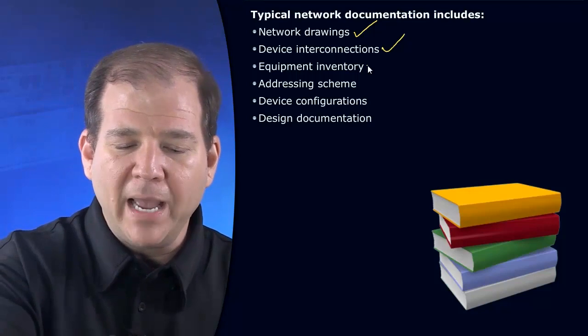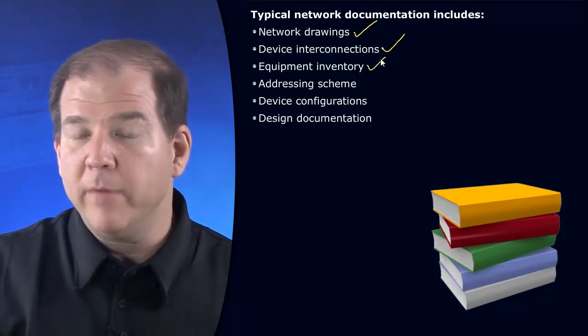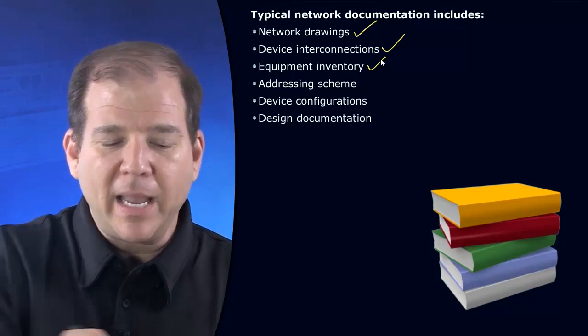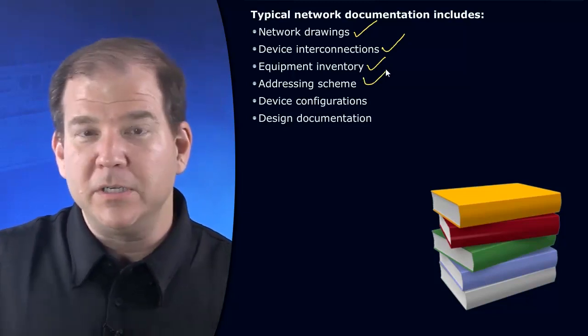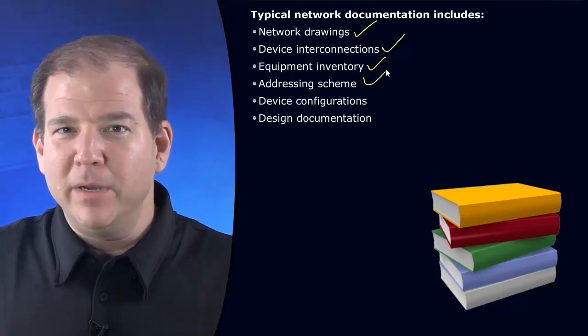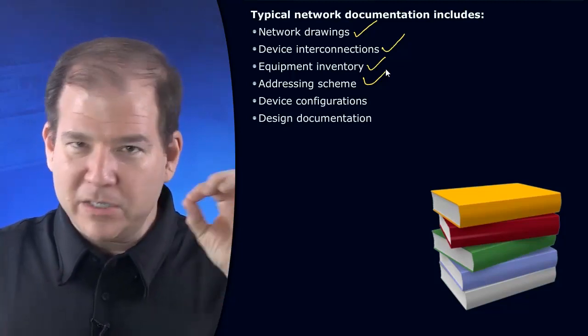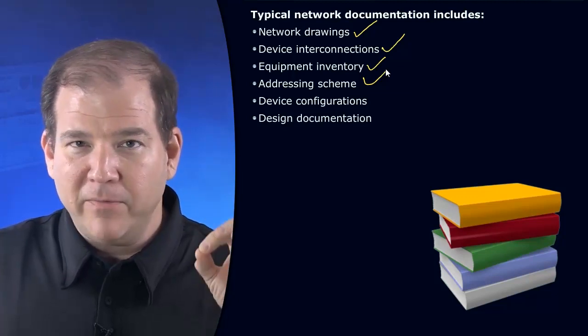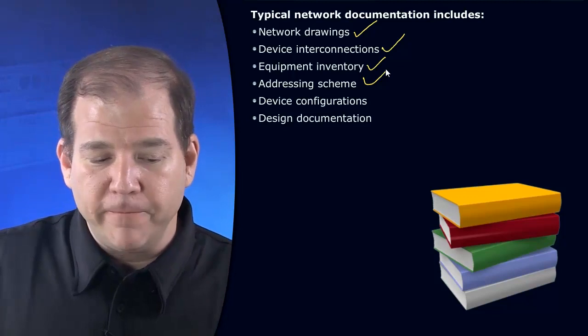Equipment inventory. What do we have in stock? What kind of equipment? What versions of Cisco IP phones do we have, as an example? And what kind of addressing are we using? Hopefully, we're using some consistent addressing where we know that in every building, in every subnet, the last octet, as one example, has the same value to refer to the default gateway for that subnet.